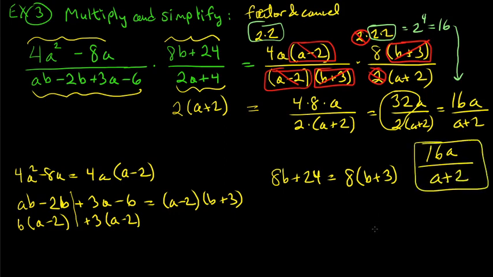And that's it. So again, multiplying and simplifying is just a lot of factoring and then hopefully a lot of canceling, right? I mean, in some cases it might be a trick question and there's nothing to cancel, but in most cases there's at least one factor that cancels, and in this case there were several.